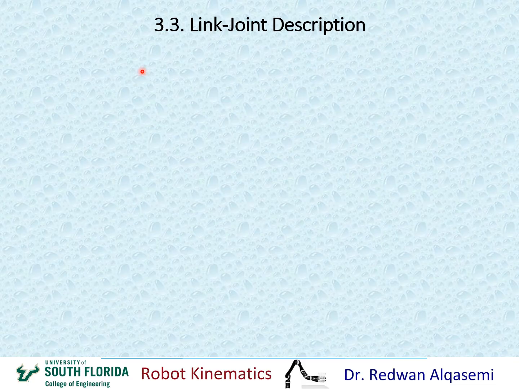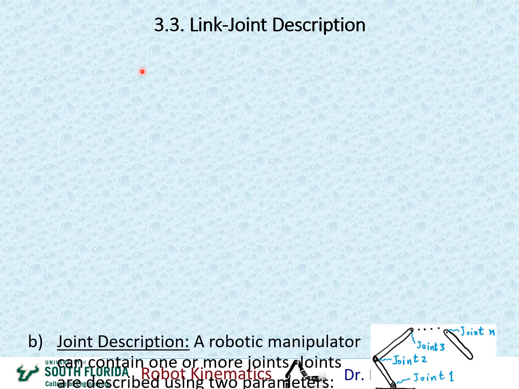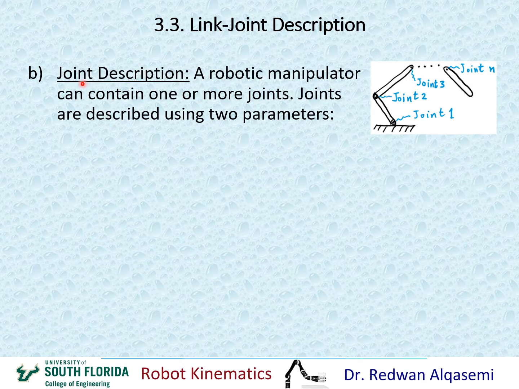After describing the link with its 2 parameters, now let's move on to describing the joints with their 2 parameters. So now we're going to go to joint description. We already described the links. Now we're going to describe the joints. A robotic manipulator can contain 1 or more joints, and joints are described using 2 parameters. Remember, for the links, a minimum of 2 links are required for a manipulator. As for joints, a minimum of 1 joint is required.